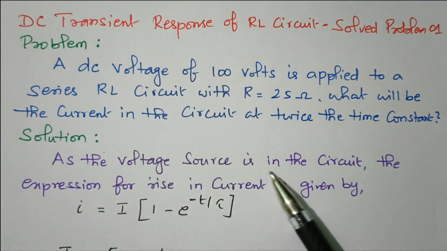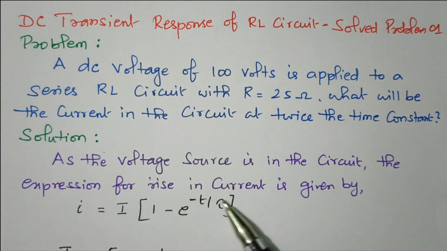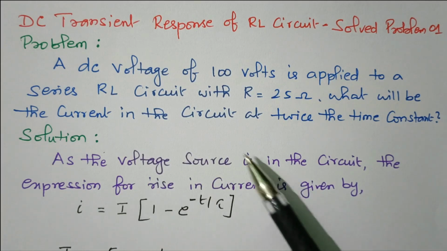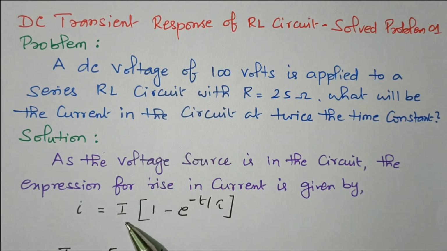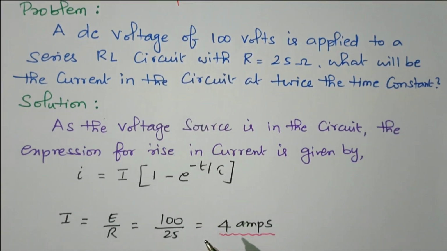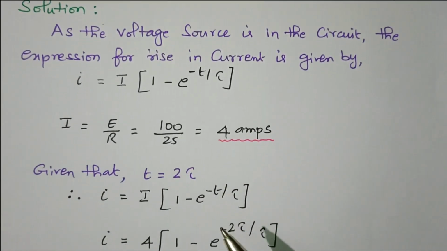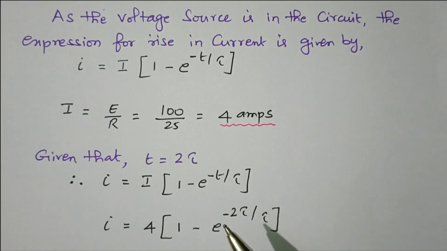As the voltage source is in the circuit, the expression for rise in current for this series RL circuit is: the current i equal to I into 1 minus e power minus t divided by tau. So t is the time, tau is the time constant of the RL circuit. So this is the equation for current for this given RL series circuit, right? In this we need to find the I value and this tau, the time constant. The time constant is already given as twice the time constant.